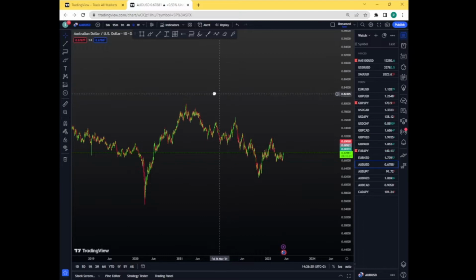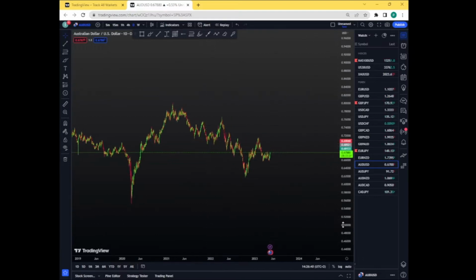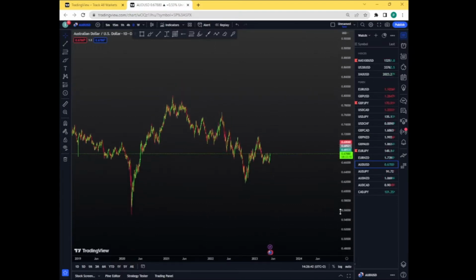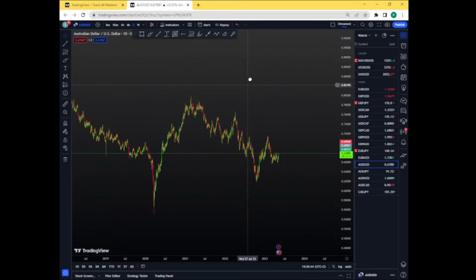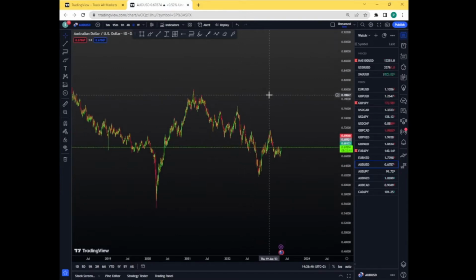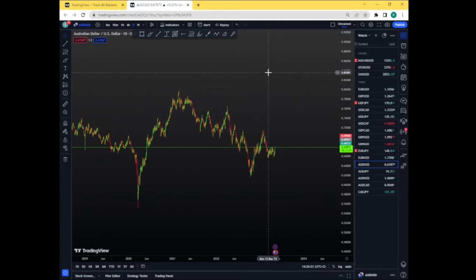So here I'm looking at AUD. When we start by doing our top-down analysis, we first need to identify the high and the low. What I mean by the high and the low is that we need to identify where was the last point at which price sold, and where was the last point at which price bought.